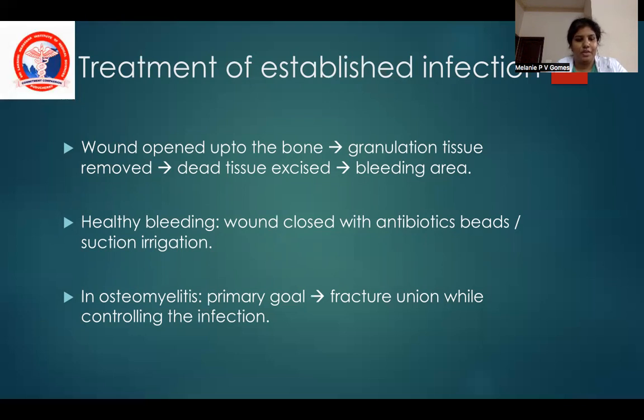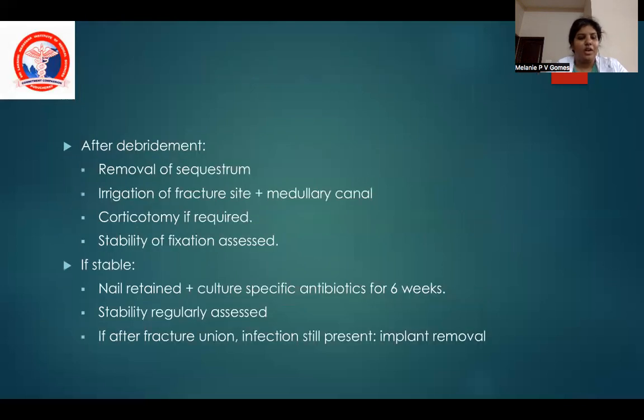In osteomyelitis, the intramedullary implants get surrounded by granulation tissue and intramedullary cortical absorption takes place, leading to loosening of the implant and an unstable fixation. The primary goal is to achieve fracture union while controlling the infection by debridement and antibiotics. After debridement, removal of sequestrum, irrigation of fracture site, as well as the medullary canal should be done in case of intramedullary nailing.